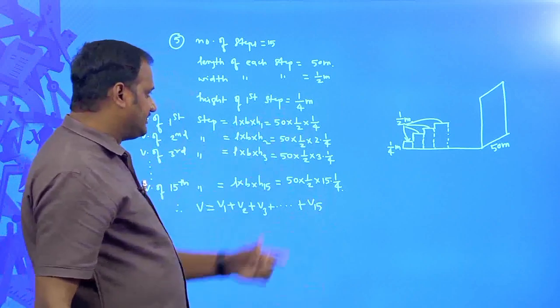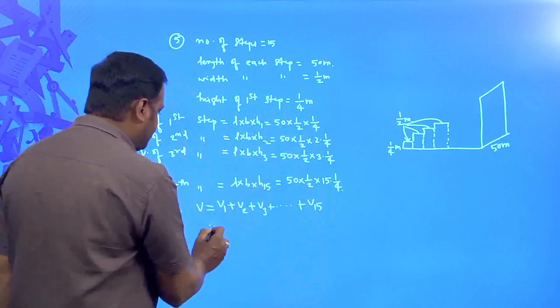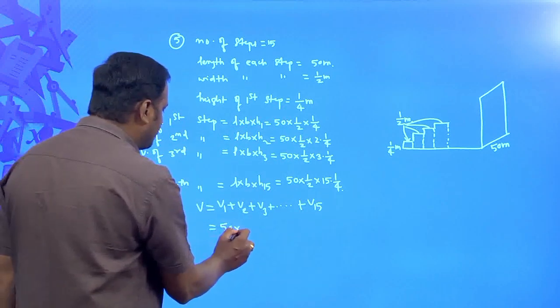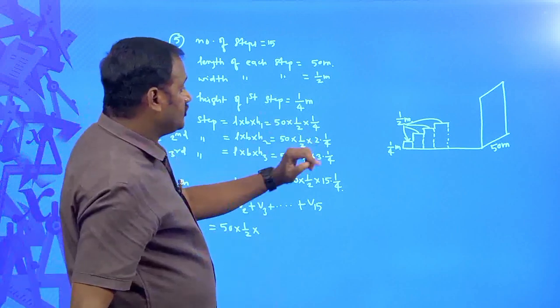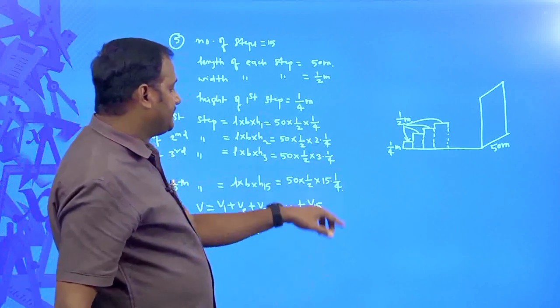So, when you add all these things, once you observe, the first step volume is 50 into 1 by 2 into 1 by 4, into 2 by 4, into 3 by 4, into 15 by 4.